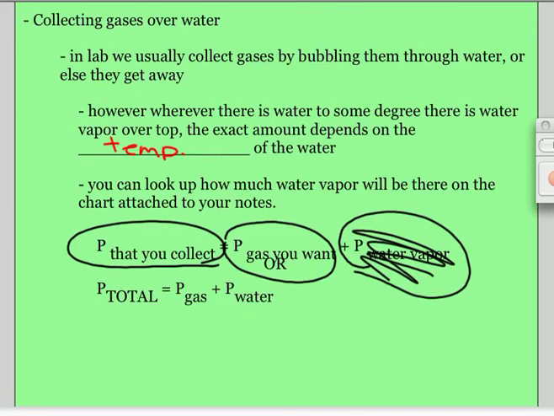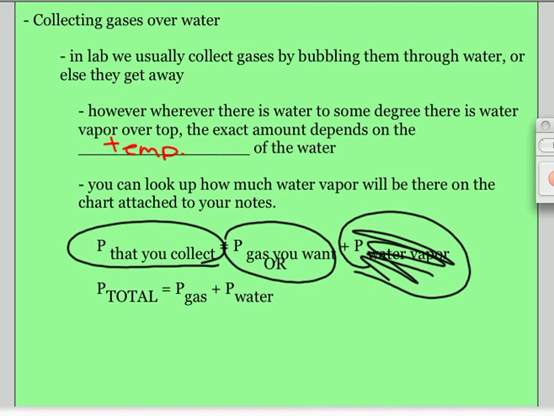All right, the last thing we have to look at is what happens when you collect gases over water. Remember, if you're making a gas in the lab, which we will do as soon as next week, they're kind of hard to catch because they like to escape. So most of the time, they're going to bubble the gas through water. Whenever you bubble something through water, you catch some water vapor. And the higher your temperature, the more water vapor there's going to be.